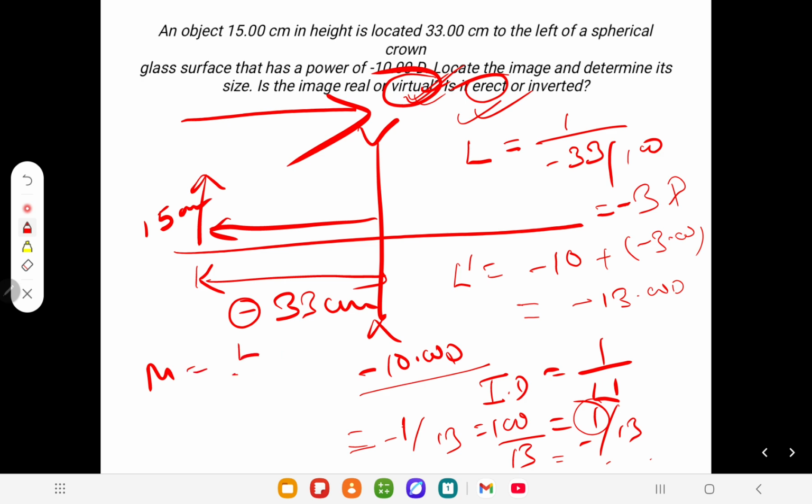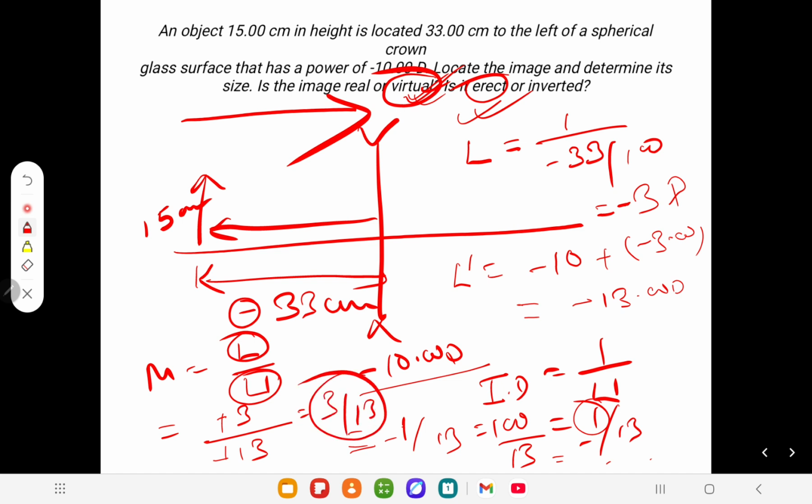Which is L divided by L dash, object vergence divided by image vergence. So basically L is minus 3 diopter, and in case of image vergence it is minus 13 diopter. So 3 by 13. Isn't it minification because less than 1? And here is a sign of plus. What does it indicate? If the object is erect, then the image also gets erect. So that's why we come to this conclusion, erect. We come to the virtual conclusion, as we know, a minus lens always makes virtual.